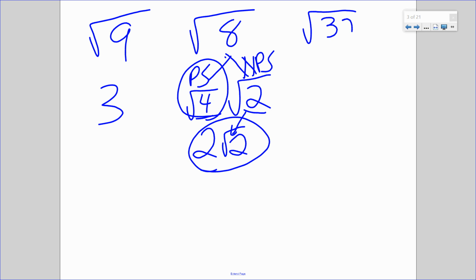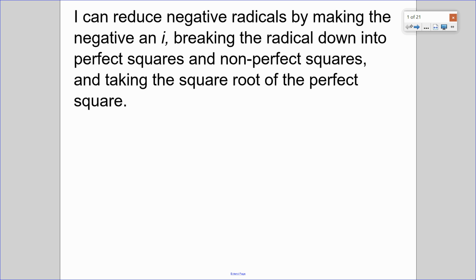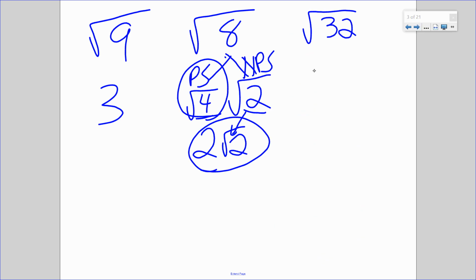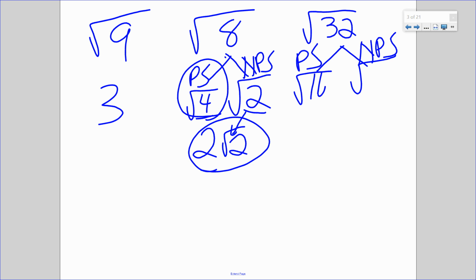Radical 32. Is 32 on my list? No. So I need to break it down into perfect squares and non-perfect squares. So what's the biggest number on this list that I can divide 32 by? Well, can I divide 32 by 25? No. Can I divide 32 by 16? Yes. So 16 and 2.